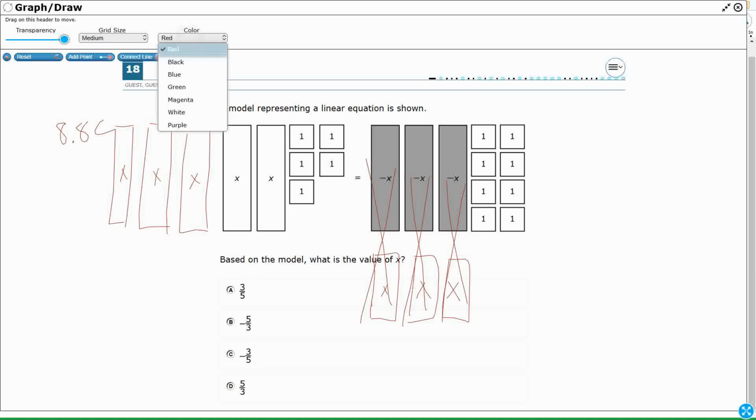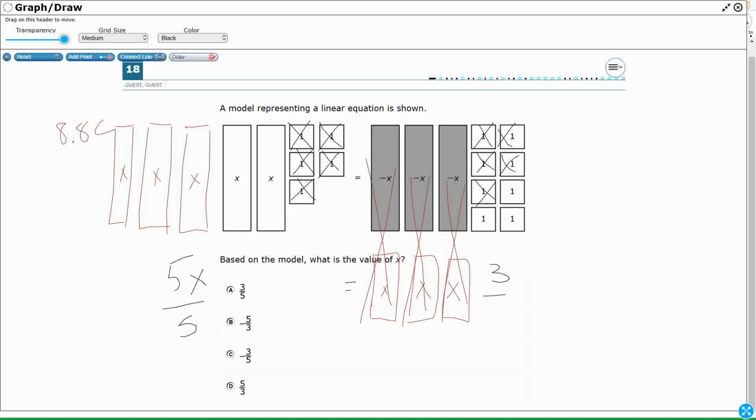Once again, we're doing it in a balanced way. So take away these 5, take away these 5. Look what I'm left with. I'm left with 5 x's, and I'm left with 3 ones. So 5x equals 3, and then you could divide both sides by 5, and you get your x equals 3/5.